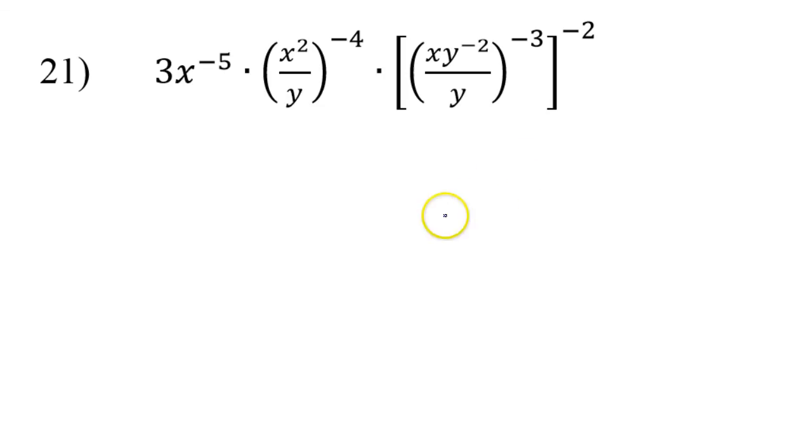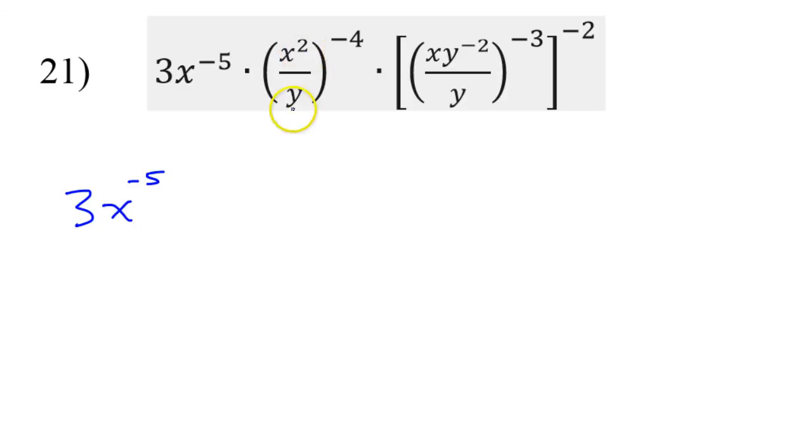Okay, almost done. Problem number 21. This looks ugly, but I like a challenge, and I'm sure you do too. Where do we begin? I would like to get rid of all of these parentheses. That's really my first goal. This doesn't have parentheses right here, so I can just go ahead and bring down my 3x to the negative 5 power. Now here I've got the negative 4.